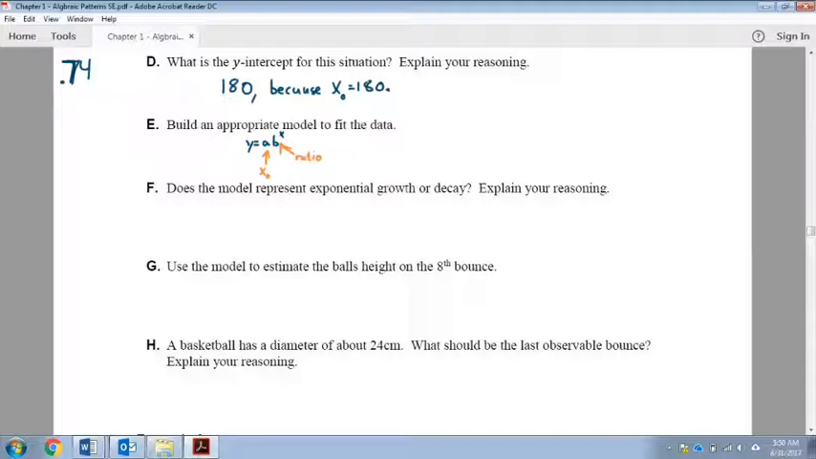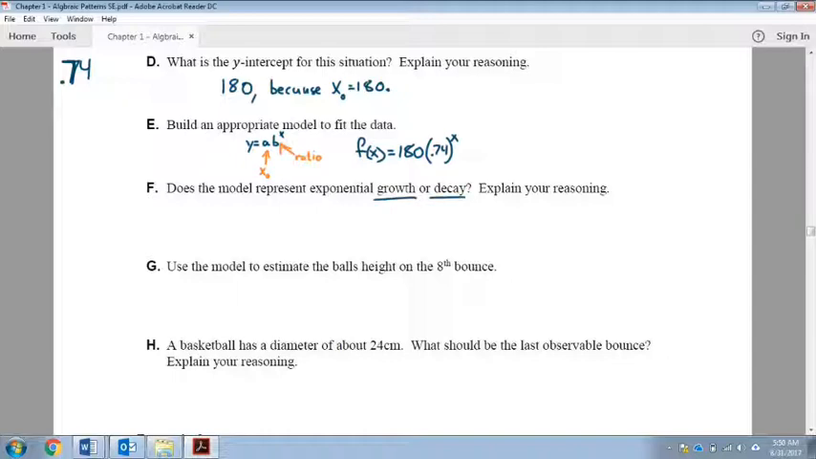Alright? So not b. So f of x, or you can put y, I really don't care, equals your a value, which is 180, times your b value, which is 0.74 to the power of x. Erase that little tick. Does the model represent exponential growth or decay? Remember, there's two ways of looking at this.